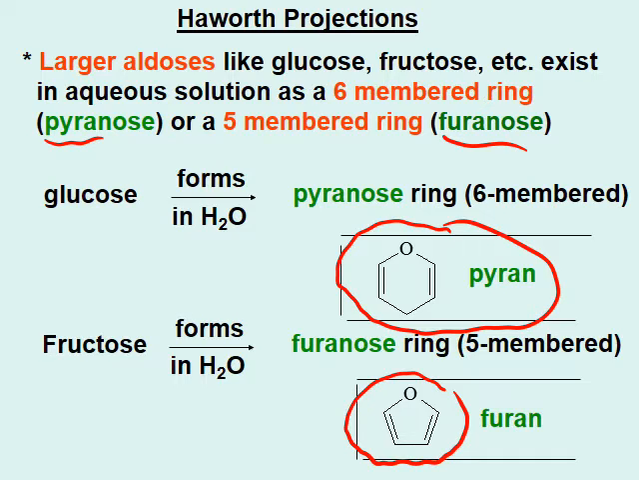So basically, when you make a solution of glucose in water, you get a six-membered ring structure, or pyranose ring. On the other hand, fructose, or fruit sugar, when you make a solution in water, gives a five-membered ring.